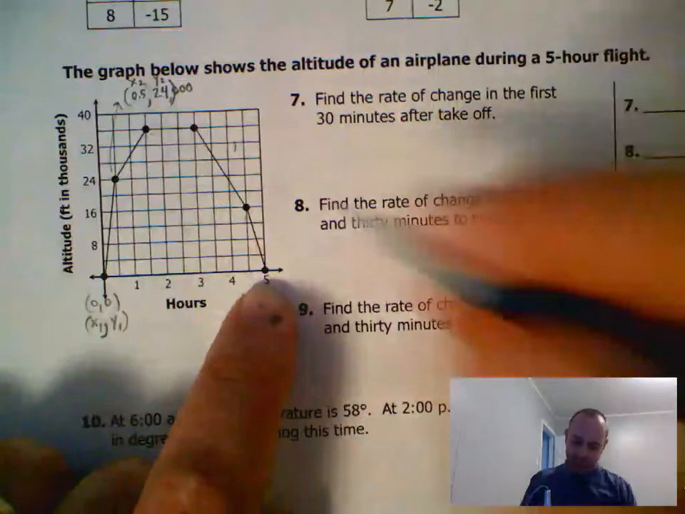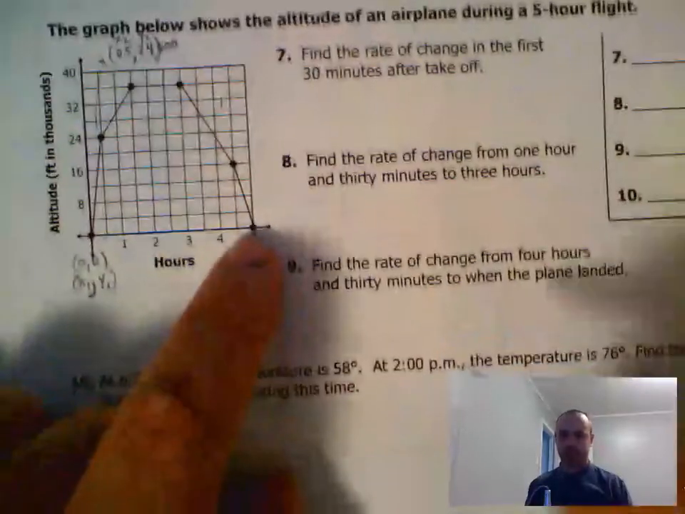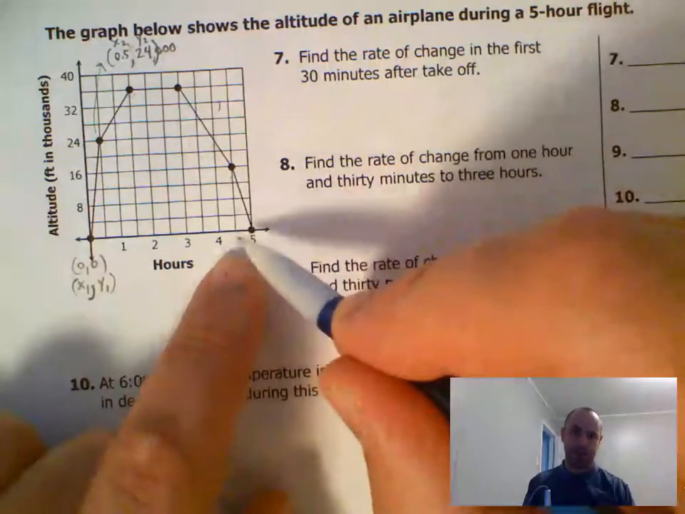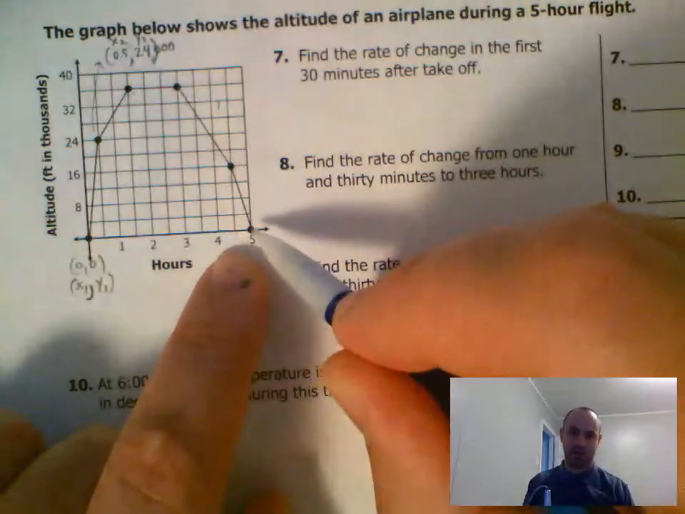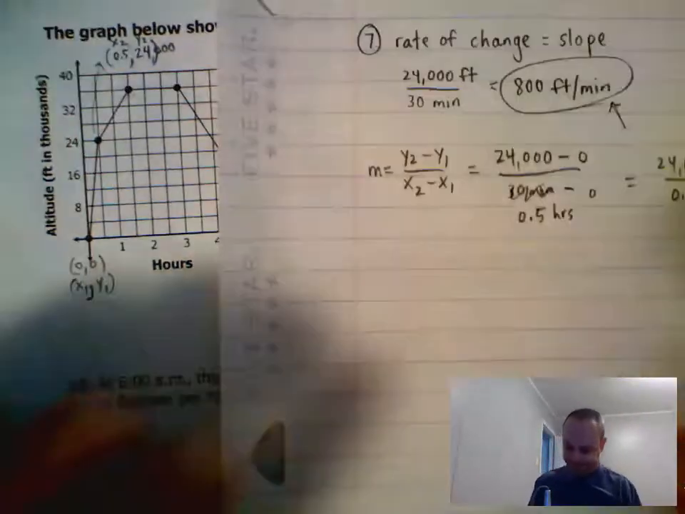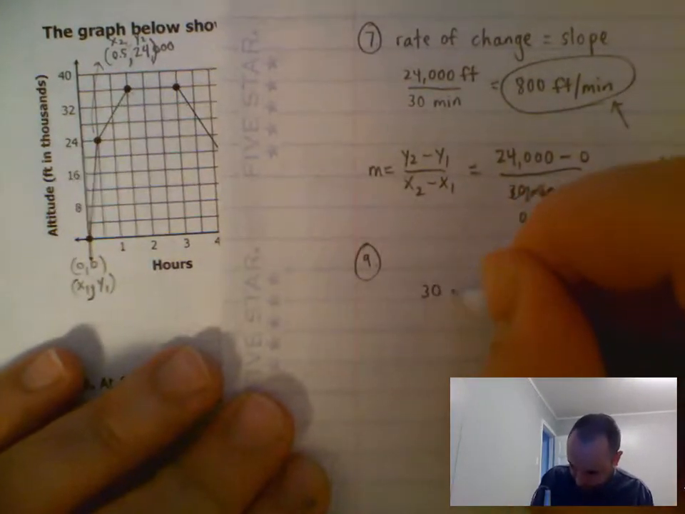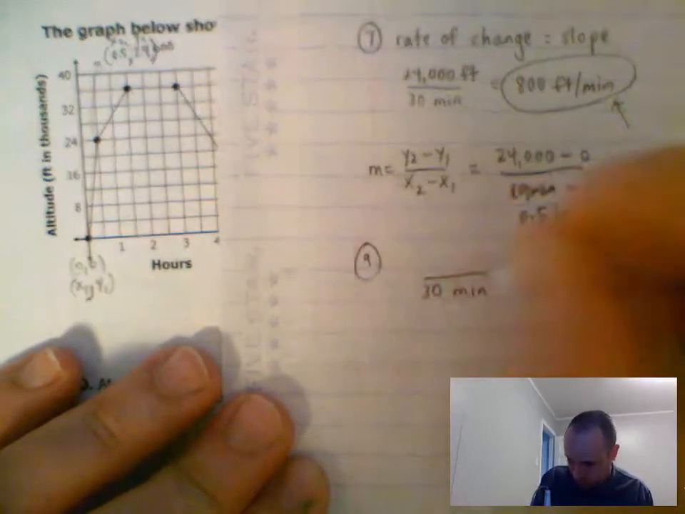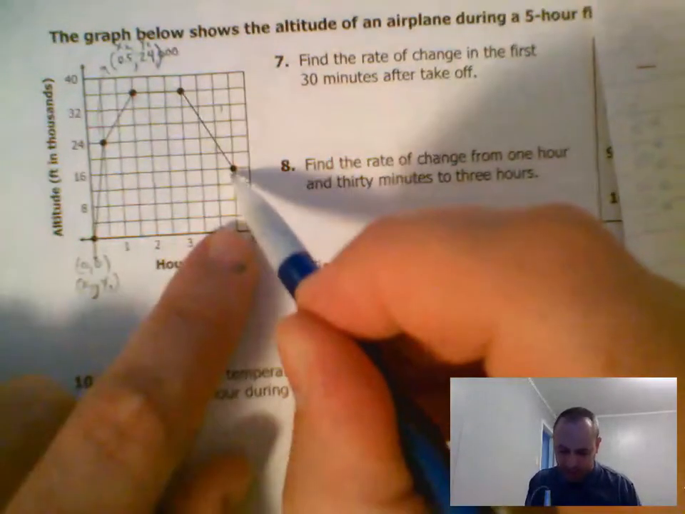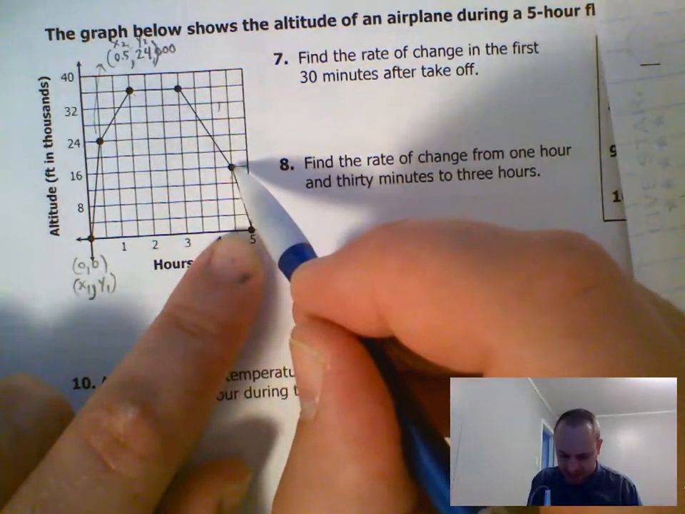Okay, so what's the rate of change here? I'm going to do this the common sense way. Well, that's a 30-minute time frame, right? From 4 hours and 30 minutes to when it landed. So for number 9, we have something over 30 minutes. Well, it decreased by, what, it started as 16,000.